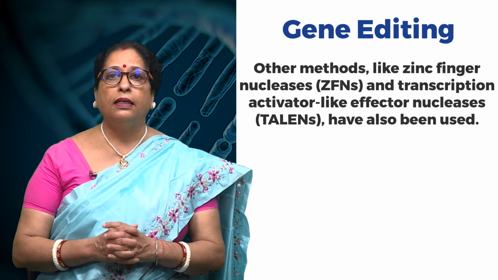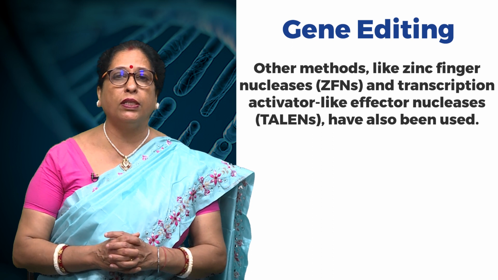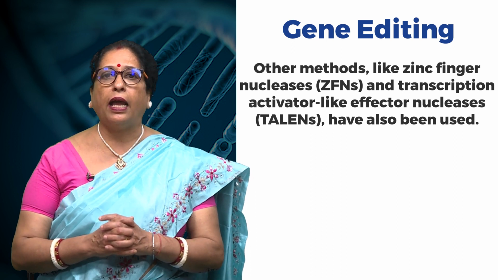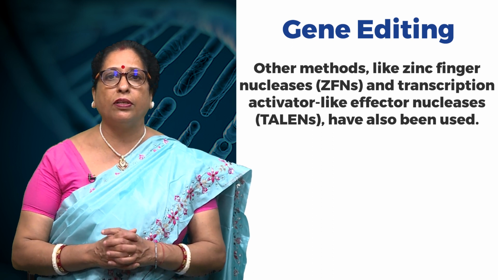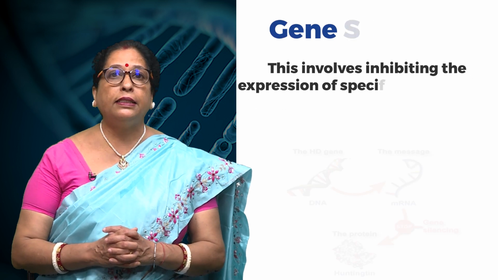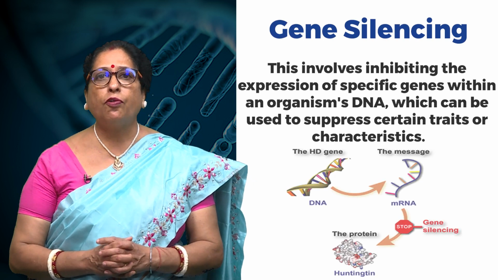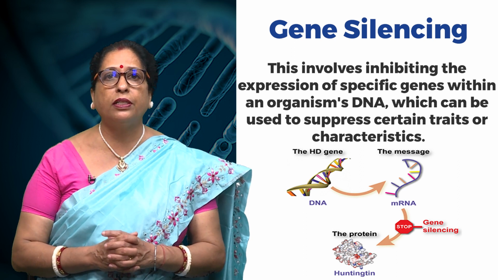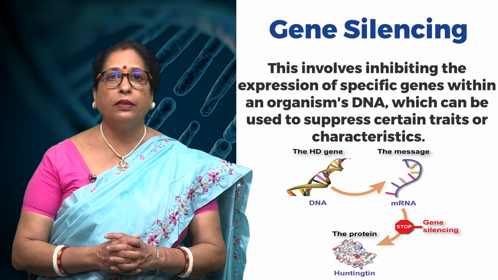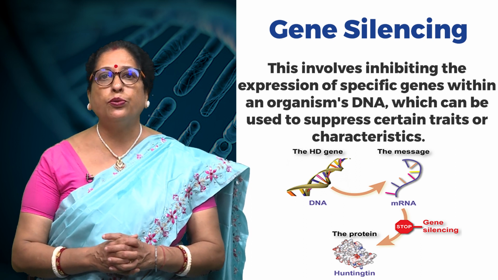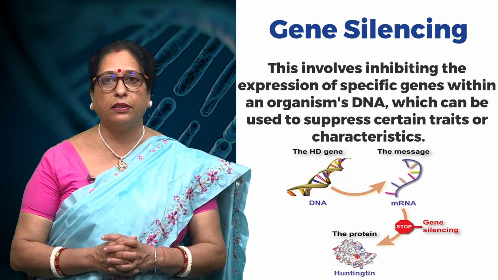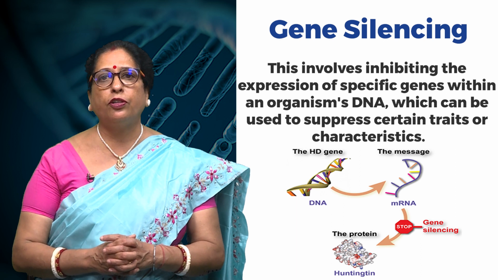Other methods like zinc finger nucleases, ZFNs, and transcription activator-like effector nucleases have also been used. In gene silencing, this involves inhibiting the expression of specific genes within an organism's DNA, which can be used to suppress certain traits or characteristics. That is, you can see in the pictorial graphics.